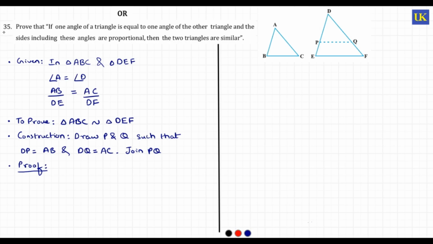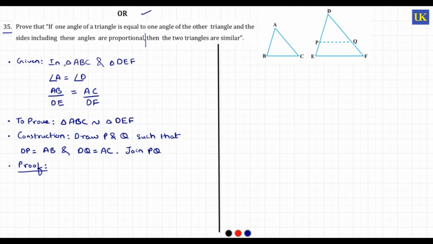So now here we will be solving question number 35, the OR question. So this is also a theorem, and this theorem is: if one angle of a triangle is equal to one angle of the other triangle and the sides including these angles are proportional, then the two triangles are similar. So the next part, this part we have to prove, that then the two triangles are similar.